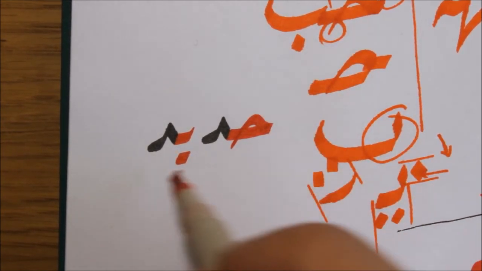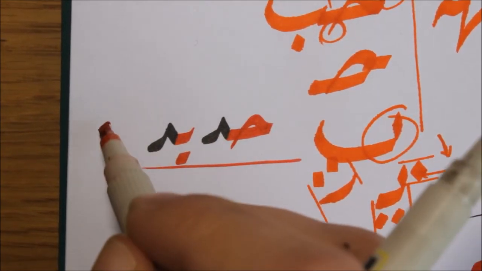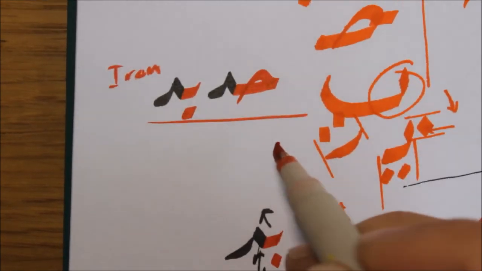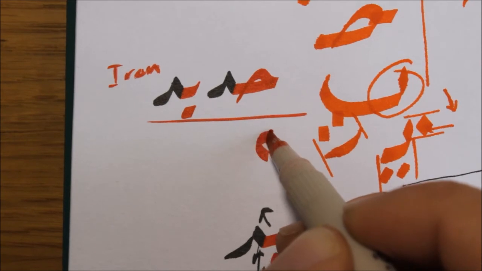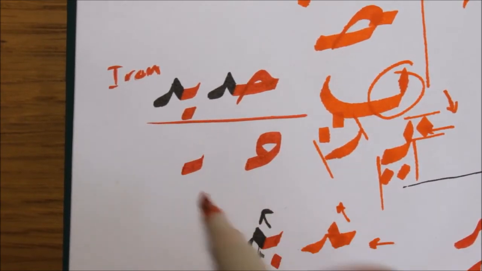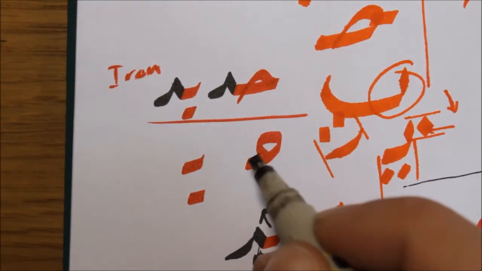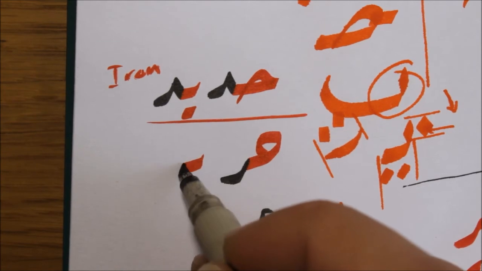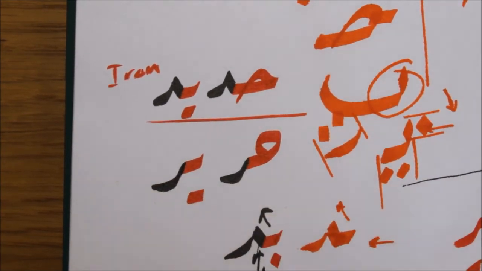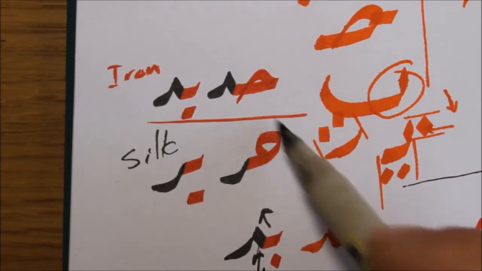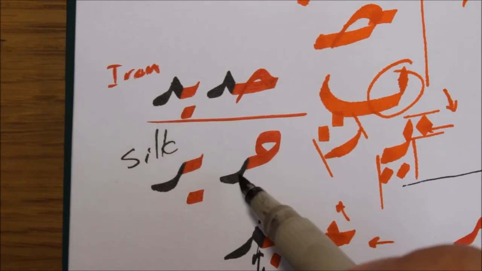Meanwhile, harir means silk. This means iron. Harir: ha, that also a ya and a ra. The ra just simply goes down. Harir, which means silk. You see the difference in the ha and the difference in the dal.